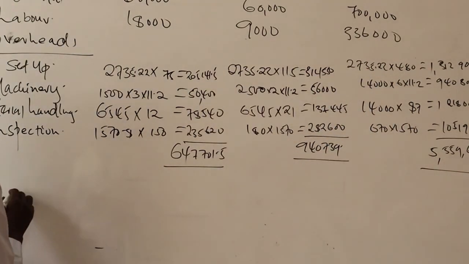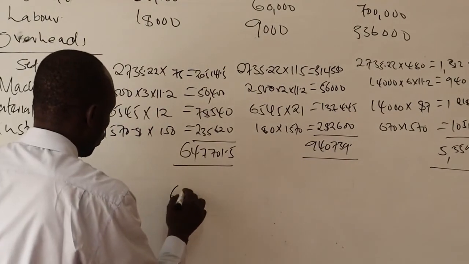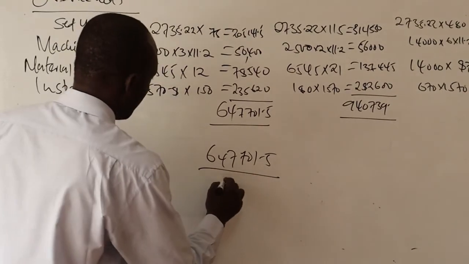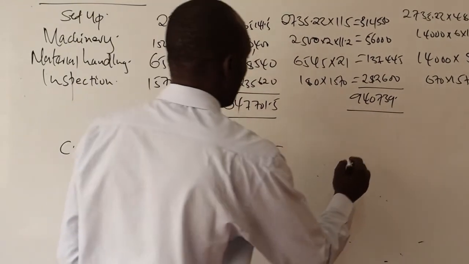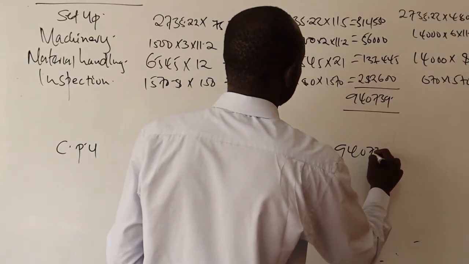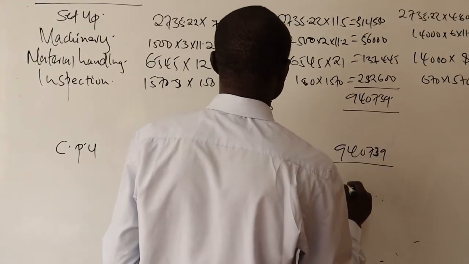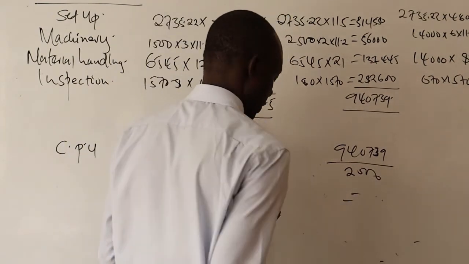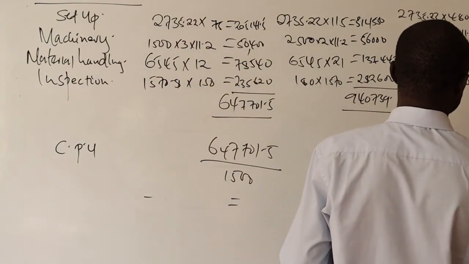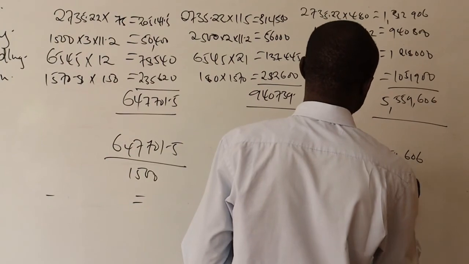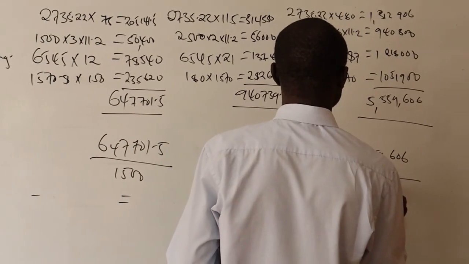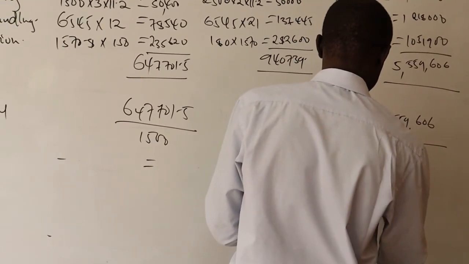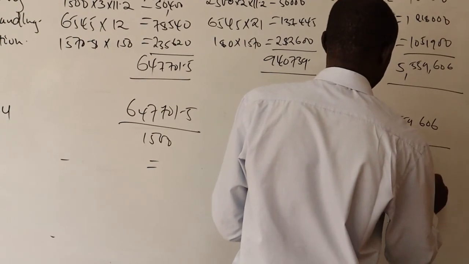So we're going to get the cost per unit. To get the total cost per unit, we divide by the total number of units that were produced. Here were 1500 units. Here we're going to divide by 739. Total number of units produced here were 2500. You get the total cost per unit. Then here is 559,606. You divide by the total number of units here, 14,000. So this is 307.1.